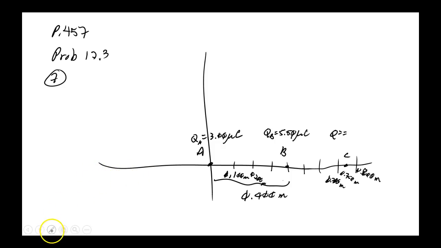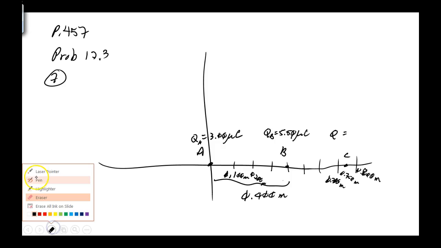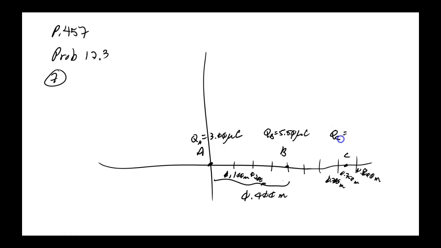I can't even read my own writing there. It's supposed to be a C, and it doesn't look like a C. Q sub C is equal to negative 4.60 microcoulombs. The A part of this question says find the total force and direction on charge B. So we're looking at charge B here.